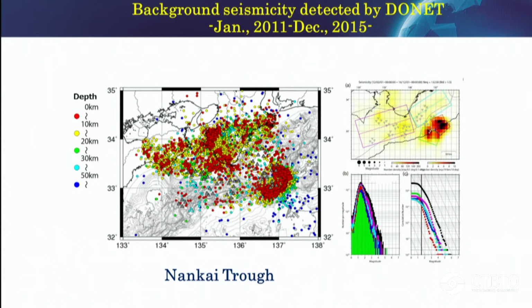So you can see the very high seismicity, but not so large earthquakes. Magnitude 1, 2, sometimes 3 earthquakes occurred around here. But before ZUNET deployment, not so many earthquakes were detected by only the land observatories.